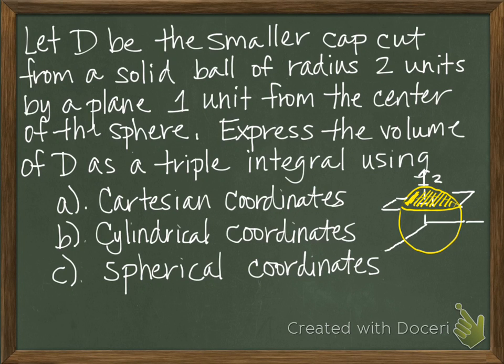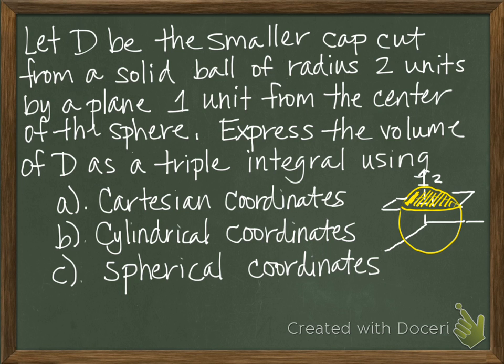We're going to look at how we can set up integrals to find the volume of this spherical cap, which is defined by chopping off the top part of a sphere of radius 2 by a plane that's 1 unit from the center. So there's the picture of what that little spherical cap looks like. And we're going to express the volume using 3 different coordinate systems just to compare.